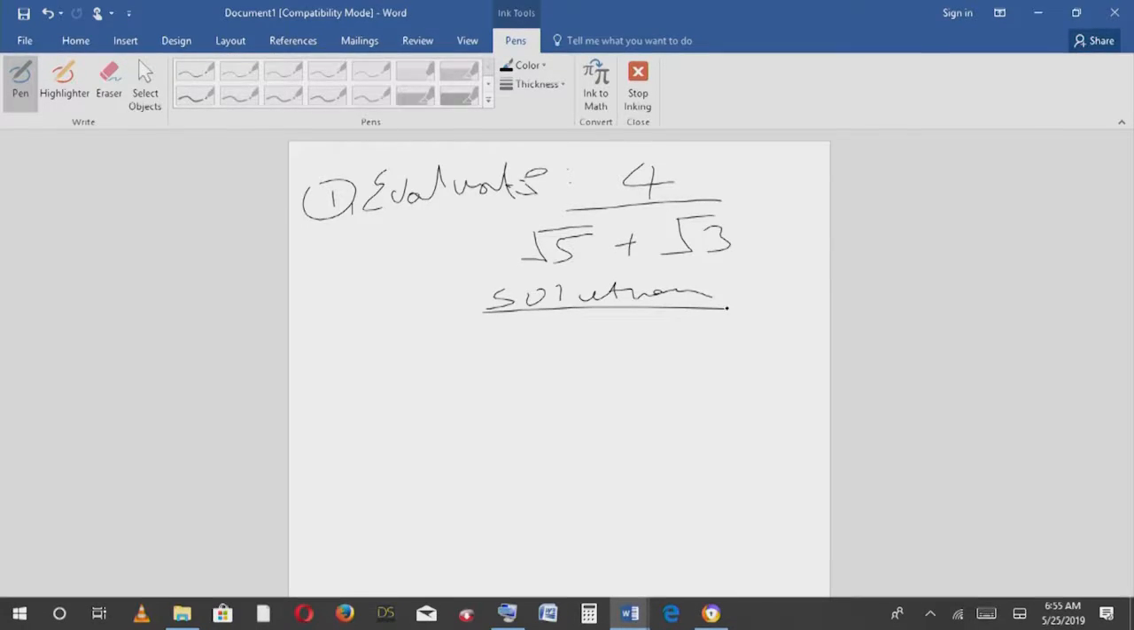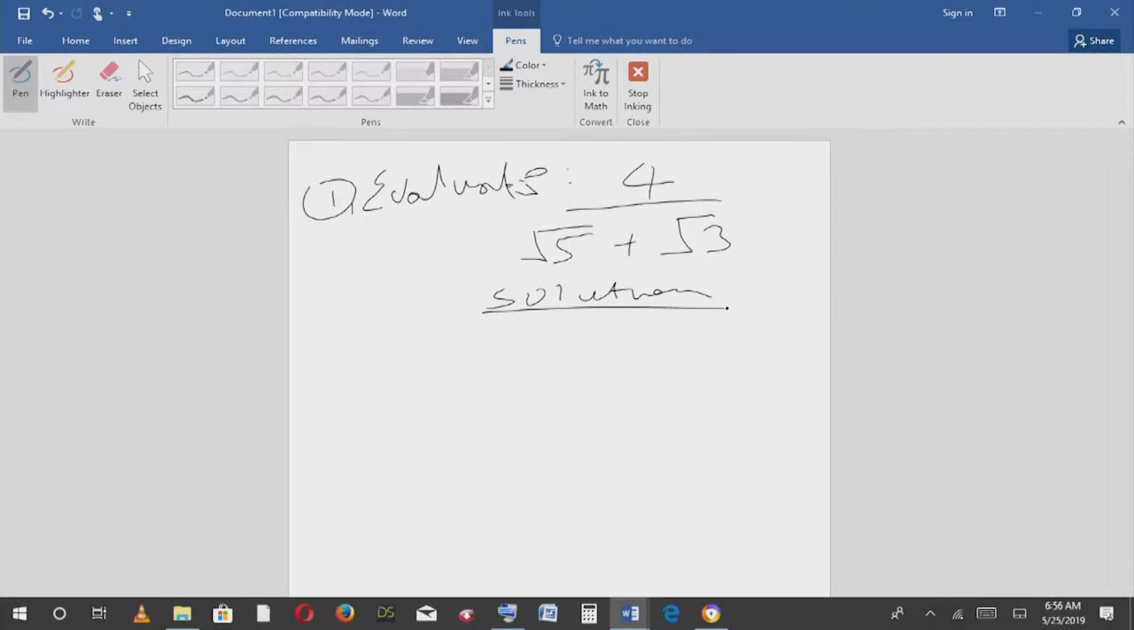We have to identify the rational value. The denominator there is what? The denominator is not a single surd. It's a combination or a sum of two different surds, that is to say, root 5 and root 3. They are not separate surds, but they all appear under the denominator there. So therefore, the conjugate of this surd would be what? The root of 5 minus the root of 3.